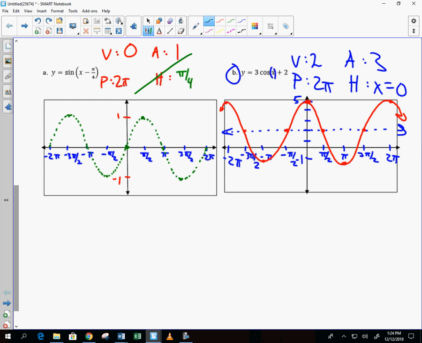And I make a dotted line. This is your ghost graph. It's not the actual graph. This is just going to be the graph that tells me how to get the real graph.